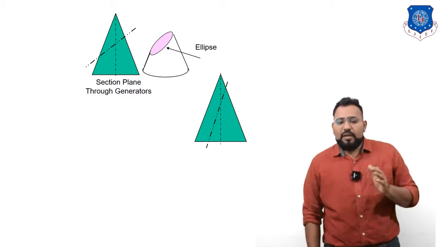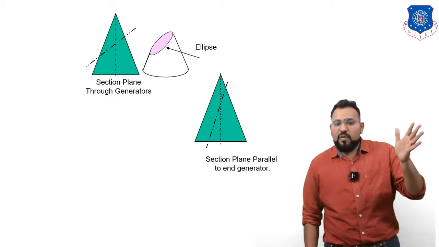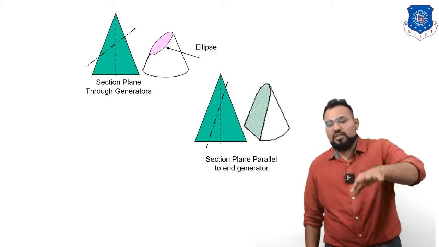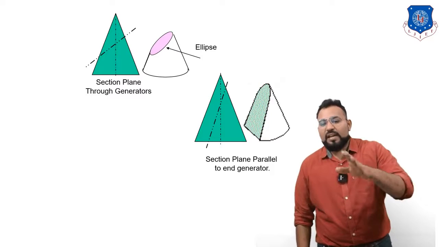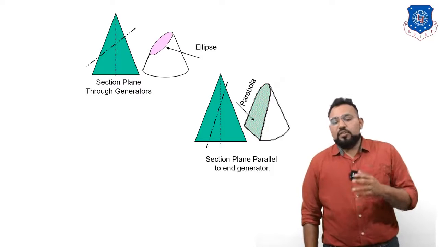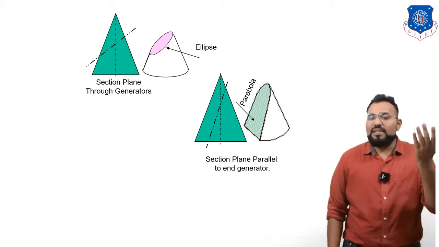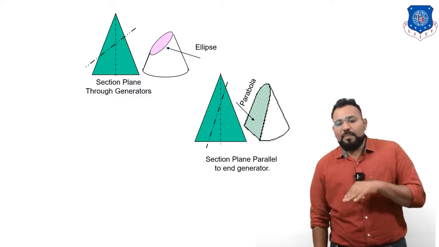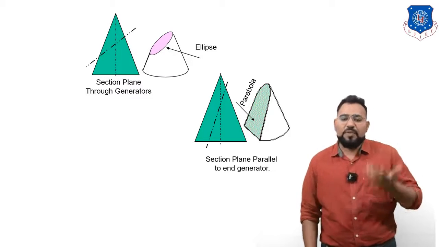Now what will happen? The first portion will be removed, and the remaining portion of the cone will look like this. You can see the surface of the remaining portion where the cutting plane is applied. The shape you are getting looks like a parabola. So this is how you can derive a parabola from a cone. Now let us go for the hyperbola. How do we derive a hyperbola from the cone?